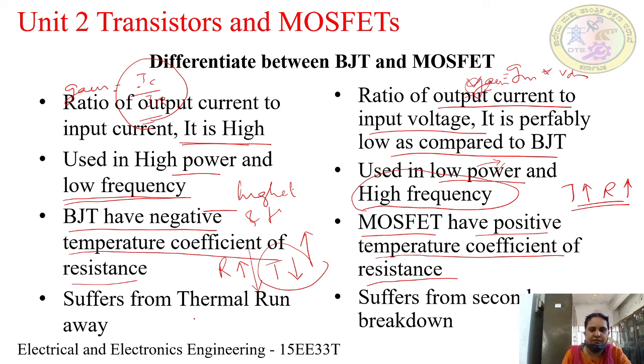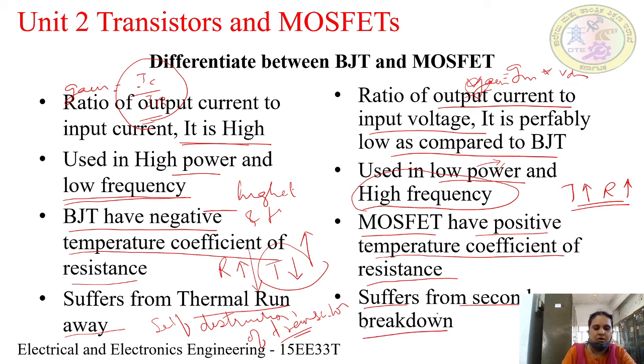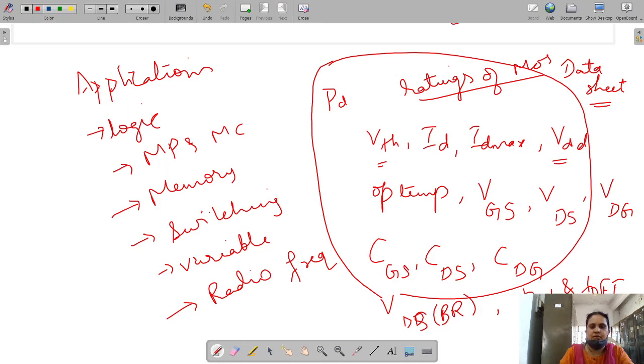The BJTs suffer from thermal runaway. So what is the meaning of thermal runaway? It is the self-destruction of the transistor. It destroys itself automatically. This is called thermal runaway, which usually occurs in the BJTs. Then what is the drawback of the MOS? The MOS suffers from secondary breakdown. So just understand what secondary breakdown is and what thermal runaway is. Let's quickly move on. So what is thermal runaway?